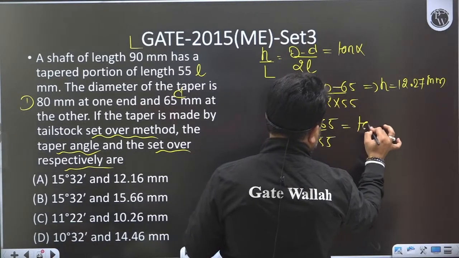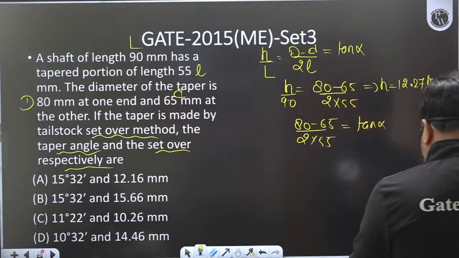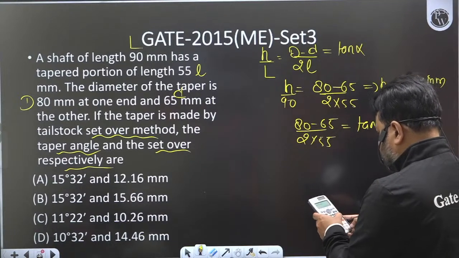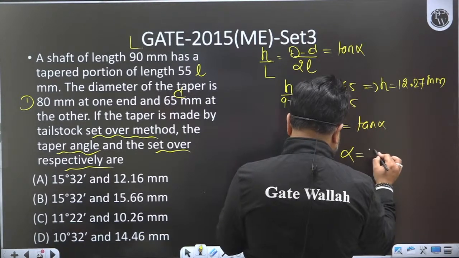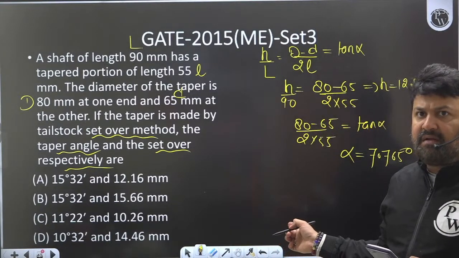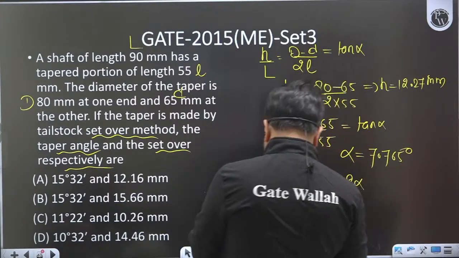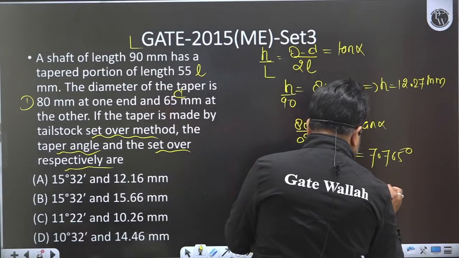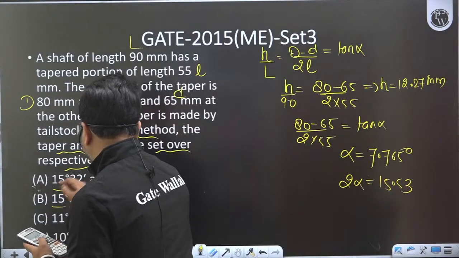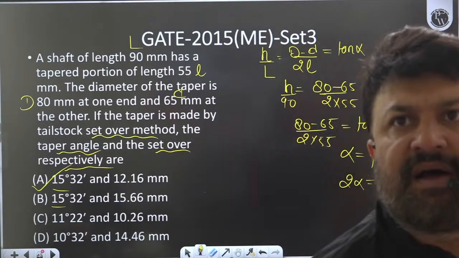Right. Now (80 minus 65) divided by (2 into 55) is also equal to tan alpha. So shift tan inverse gives alpha as 7.765 degrees. This is the half taper angle, right? So 2 alpha is what? Twice that is 15.53 degrees. Option A is the answer. Clear?